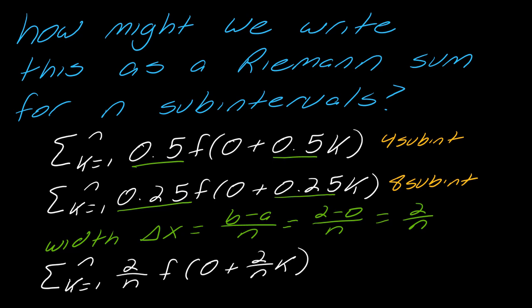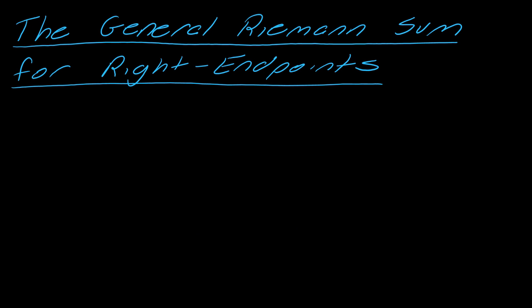So this actually illuminates the general formula for all Riemann sums in sigma notation. What I want to do now is show you the general Riemann sum for right endpoints. So remember that you're going to have a function.